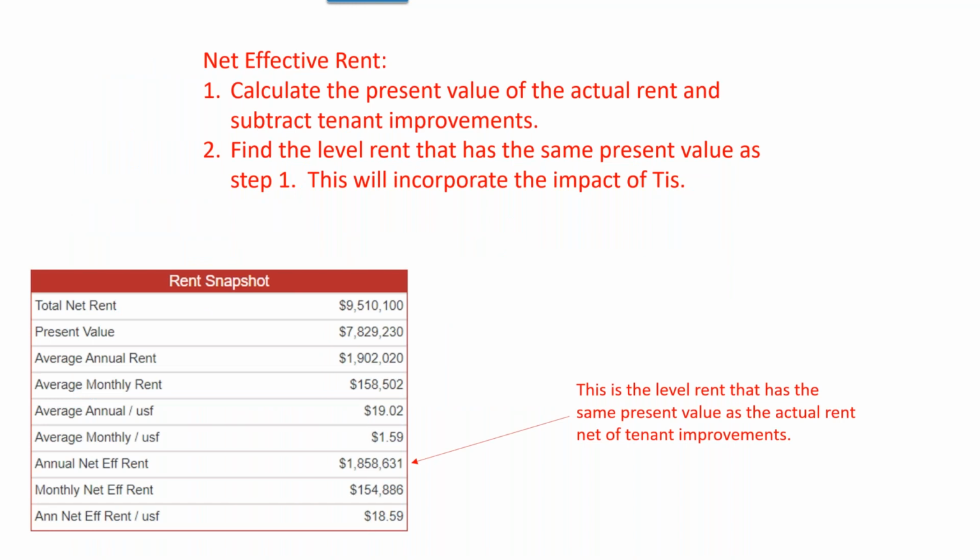All right, how do we get this net effective rent? I've kind of already talked about it, but the idea is to take the present value of the actual rent minus any tenant improvements, and then find the level rent that has the same present value. So that's what we mean by the annual net effective rent.